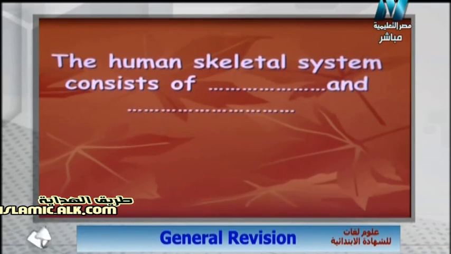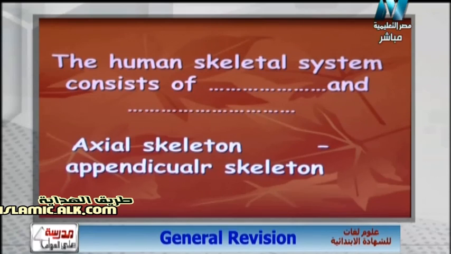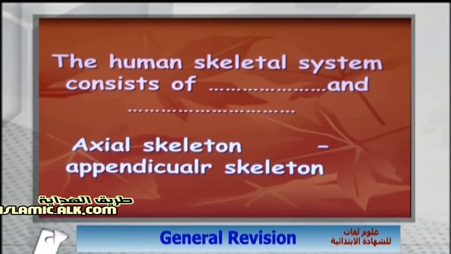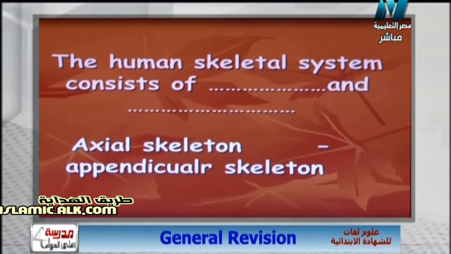Number one, the human skeletal system consists of blank and blank. Surely it will consist of axial skeleton and appendicular skeleton. And we said before more than once that the axial skeleton consists of three main parts which are the skull, the backbone or vertebral column, and at last the rib cage.